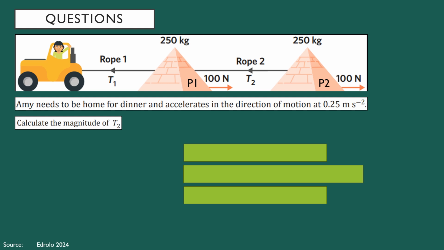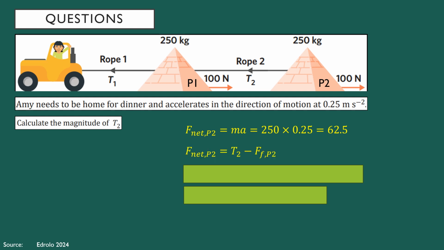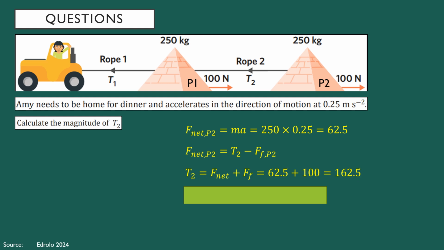So that means for pyramid 2, if I calculate the magnitude of rope 2, it would have the same acceleration, 0.25 meters per second squared. So we can just use Newton's second law. We calculate the net force on pyramid 2 is 62.5 newtons. Now I'm going to define the left side as positive, and then we can set up our equation. So we get F net of pyramid 2 equals tension of rope 2 minus the friction over here, 100 newtons. So we can just rearrange this, and then we sub in our values, so 62.5 plus 100, and we get 162.5. And our final answer is 1.6 times 10 to the 2, because 0.25 has the least number of significant figures. So that's the final question of this lesson.